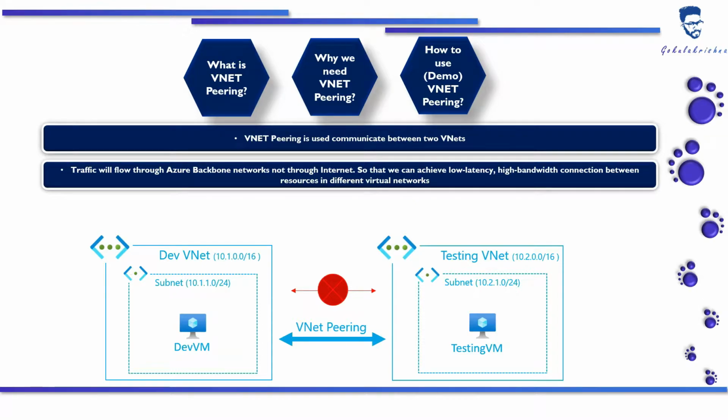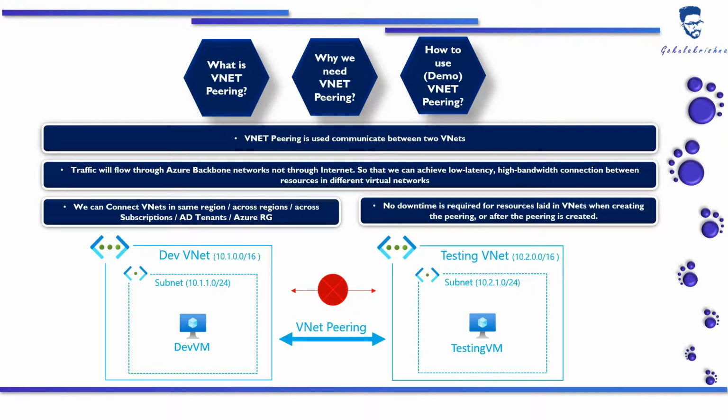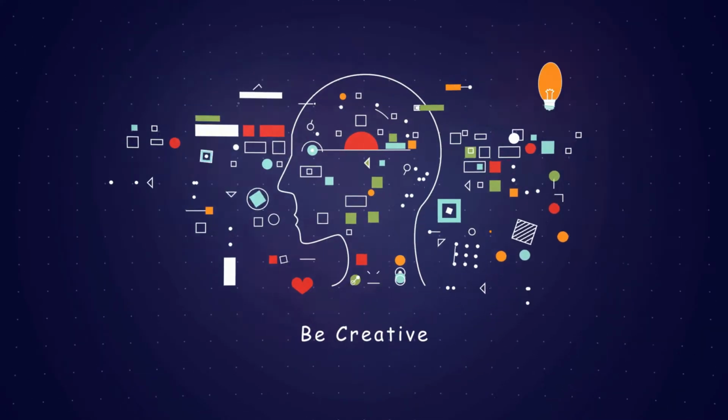Let me tell you two more important features. One is we can connect Vnet using Vnet peering in same region or across region or across Azure subscription or Azure AD tenants or Azure resource groups. The other one is no downtime is required for the resources in VNets when creating the peering or after the peering is created. Let's jump into the video.